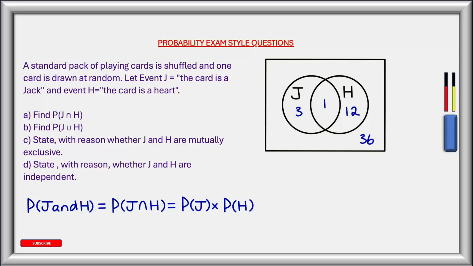And for part D of the question, we're asked to state with reason whether J and H are independent.